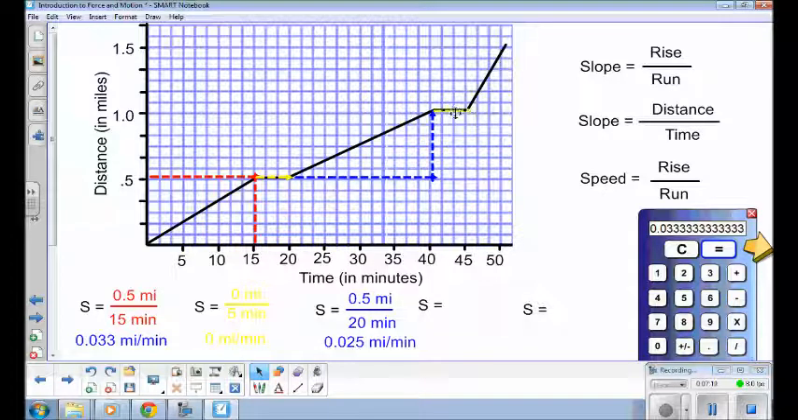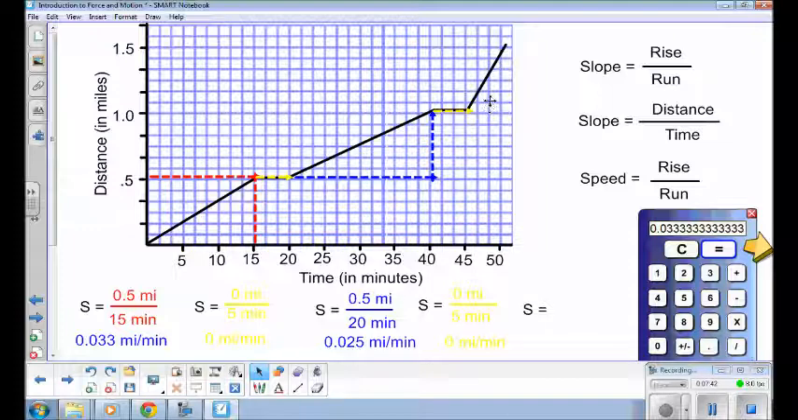On the next leg of her journey, when she was resting at the top of the hill, she had no change in her distance. She wasn't moving. So the rise in this case is going to be 0. The run is going to be a 5-minute time period. She started at the 40-minute mark. She ended at the 45-minute mark. So that gives us our formula right here, 0 miles divided by 5 minutes. As a result, her speed is 0 miles per minute. And this makes sense because she's not going anywhere, so her speed should be 0.